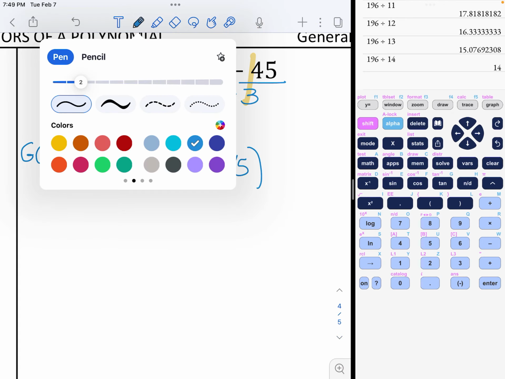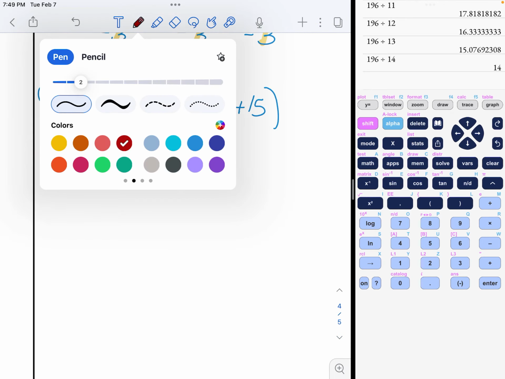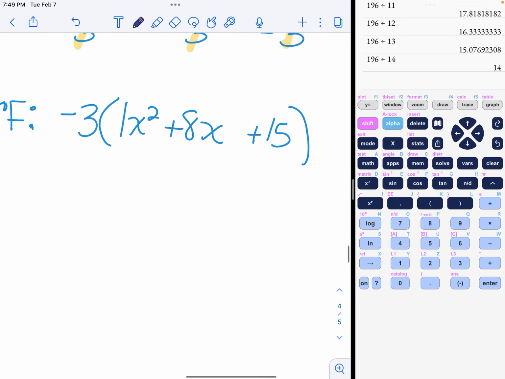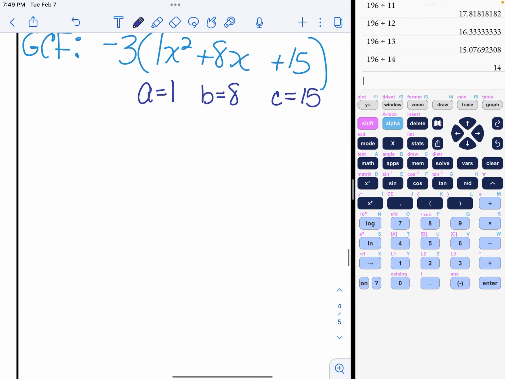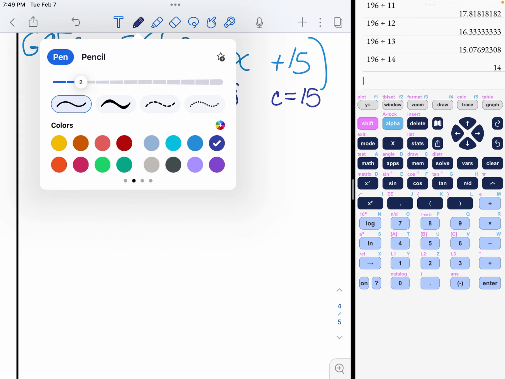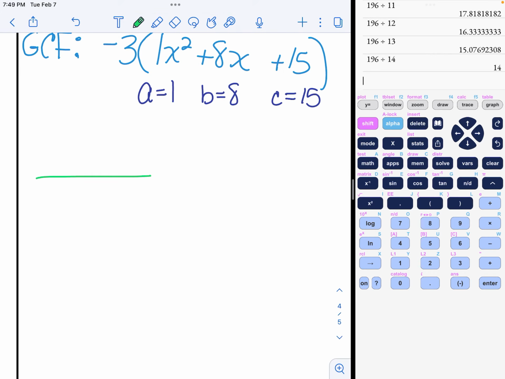Now it's time. This is not 4 terms. A is 1, B is 8, and C is 15. Now it's time for my chart. AC is 1 times 15, and B is 8.